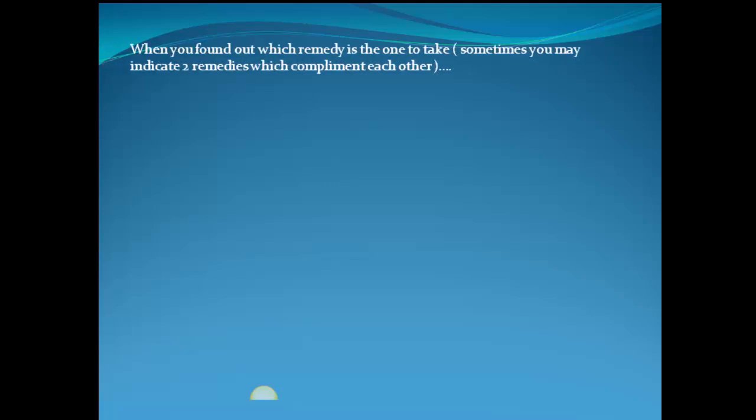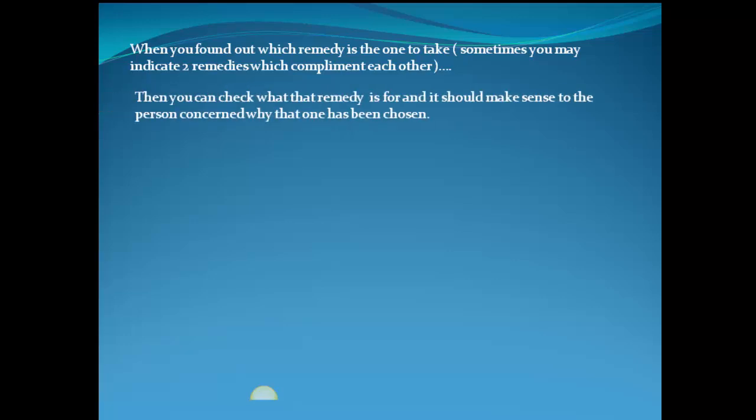So when you have found out which remedy is the one to take, and sometimes, as I said earlier, you may indicate that you need two remedies which complement each other in some way. Very rarely would you take more than two. So it's the two that strengthen you the most, but in most cases it will just be the one. When you have checked what the remedy is for, it should make sense to you or the person concerned why that one has been chosen, and you'll be able to see some of that ingrained data that's been held onto. If you can't understand it, it doesn't mean it's the wrong one. It just means that a lot of this is held onto on a subconscious level.